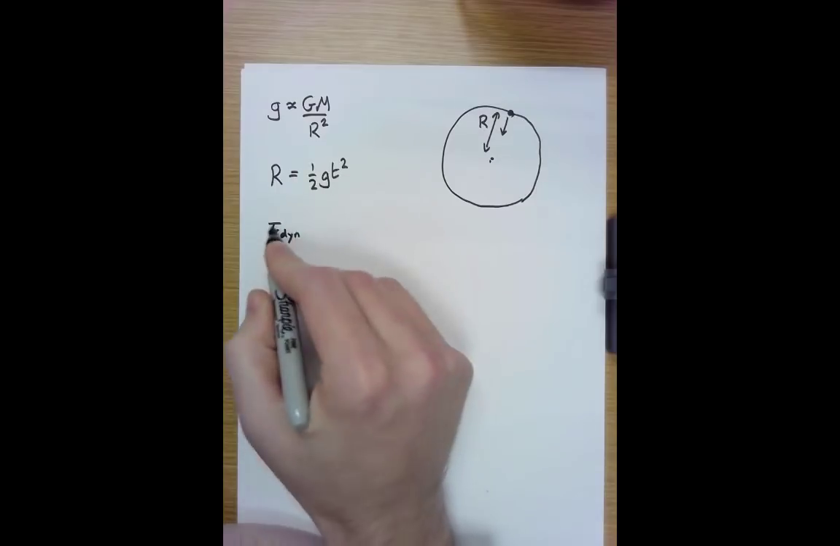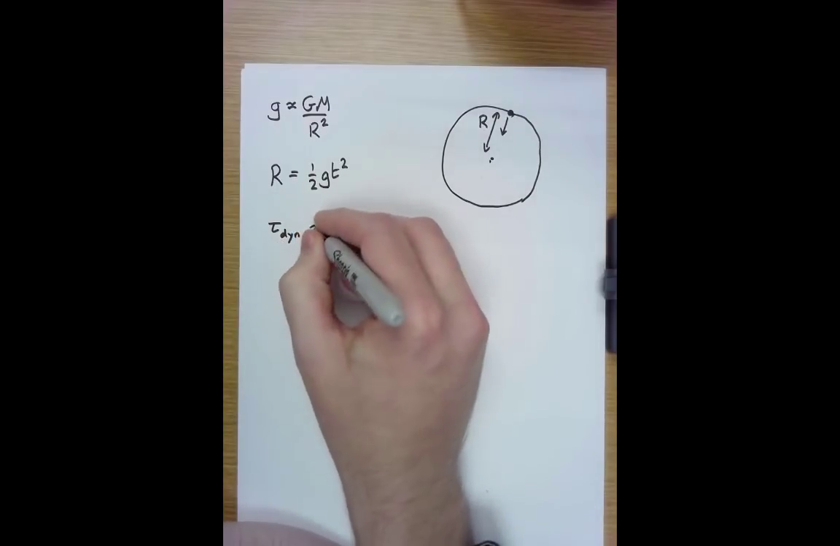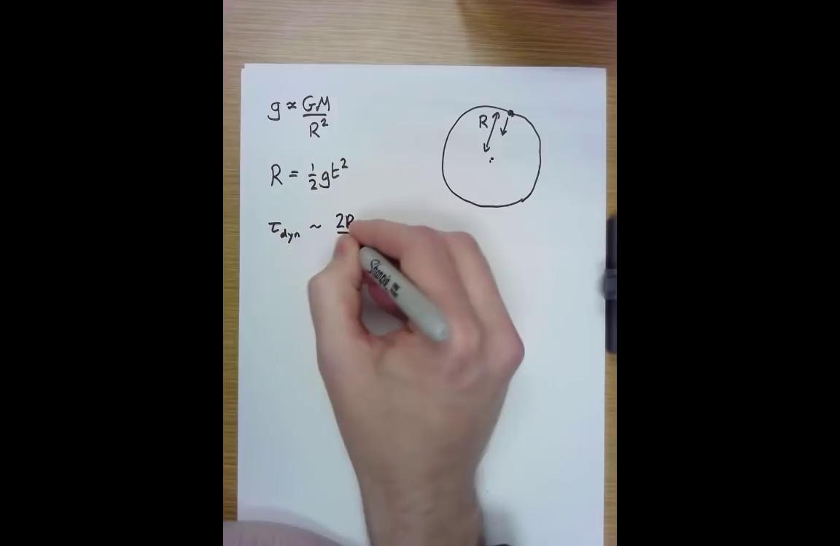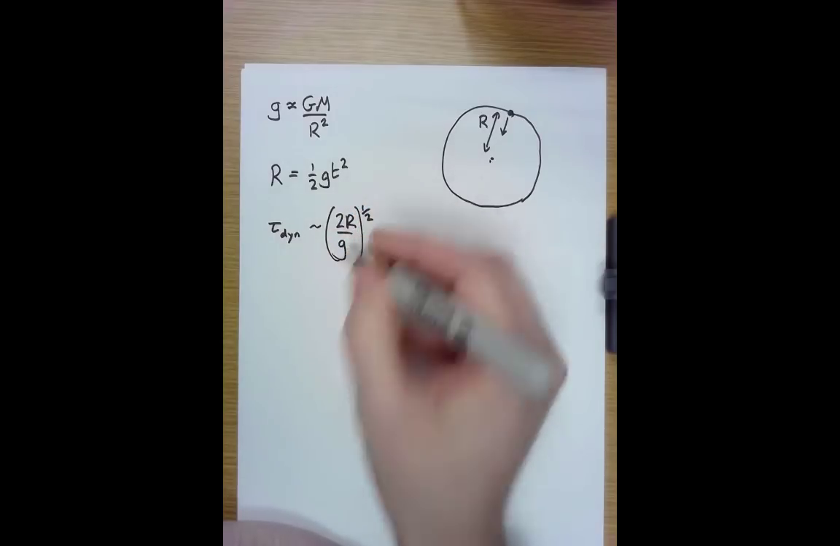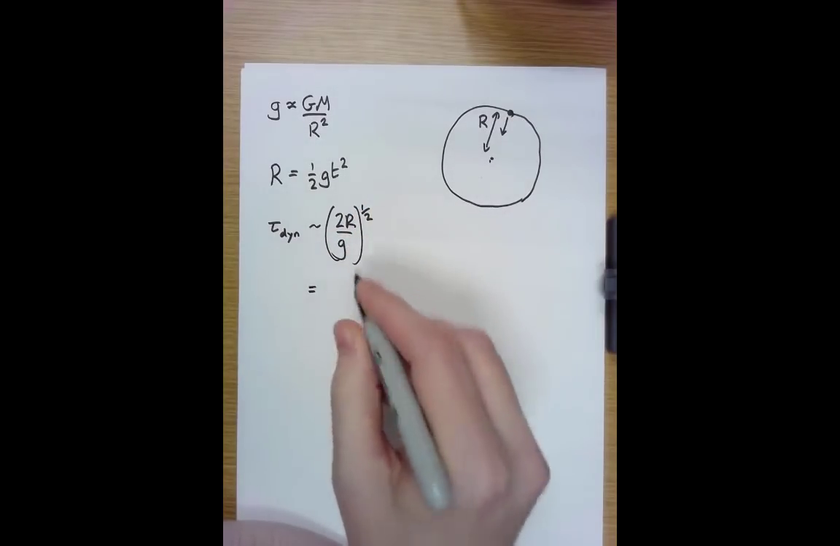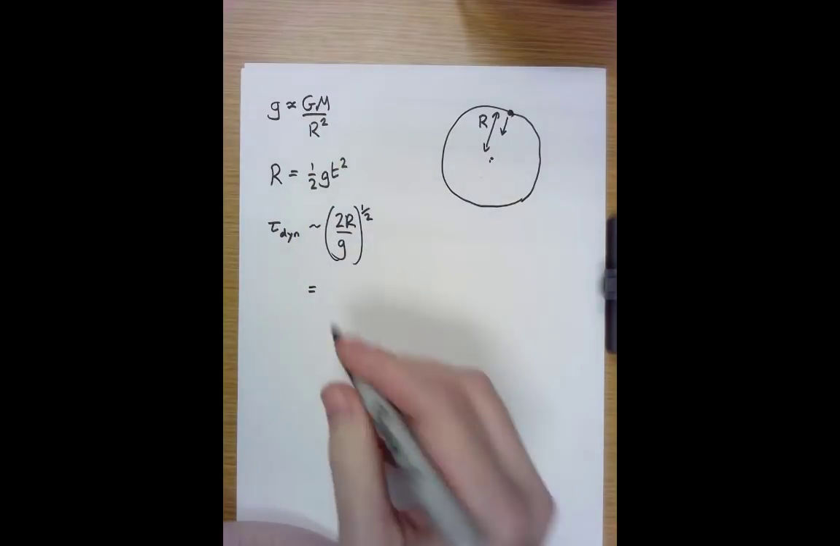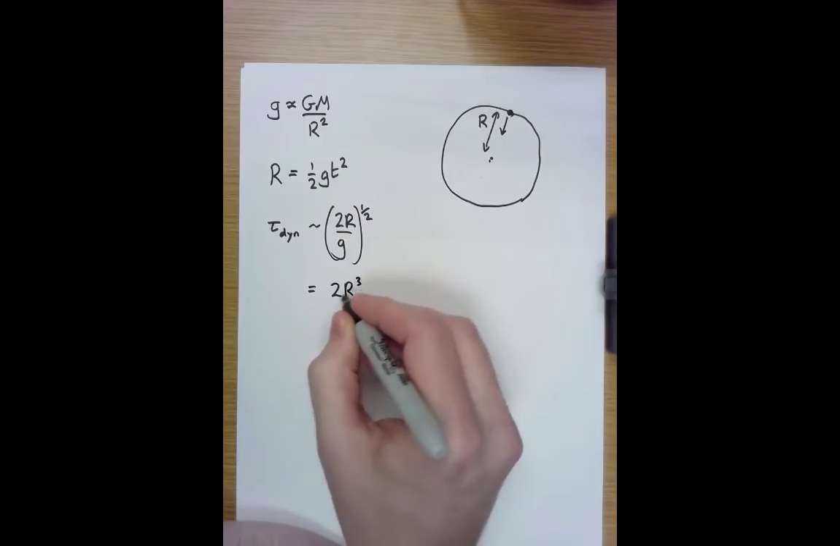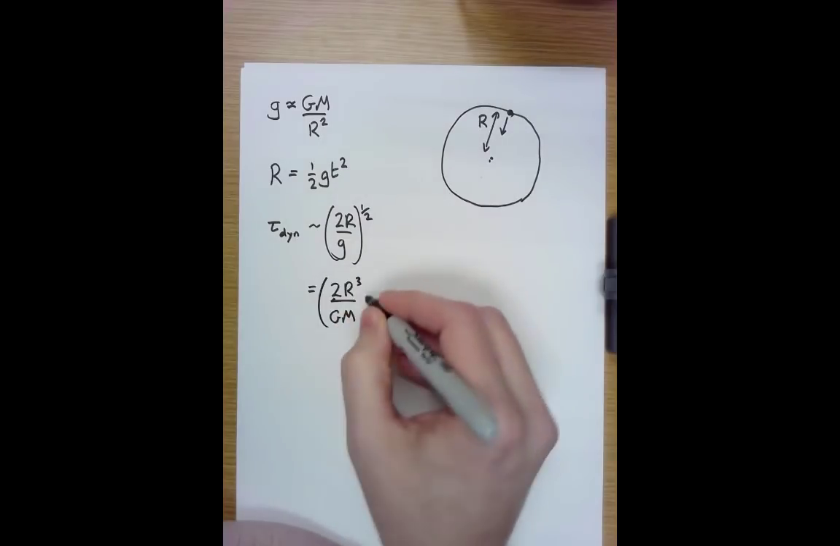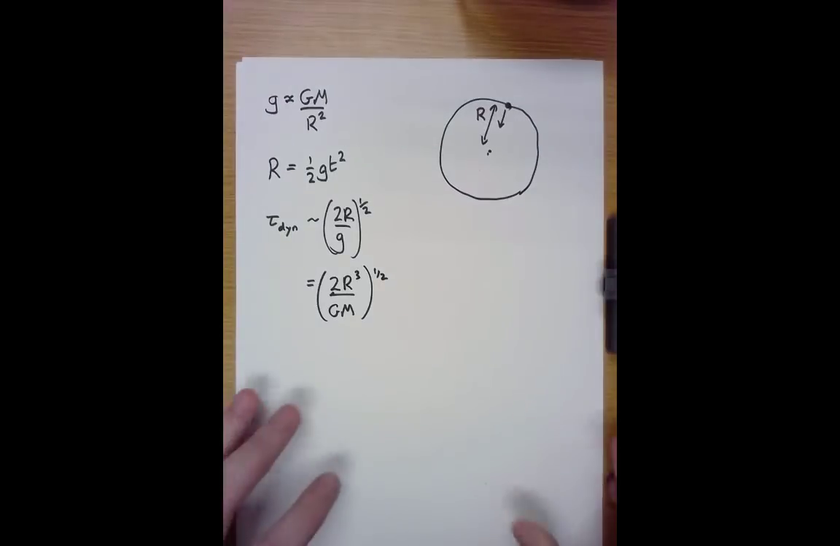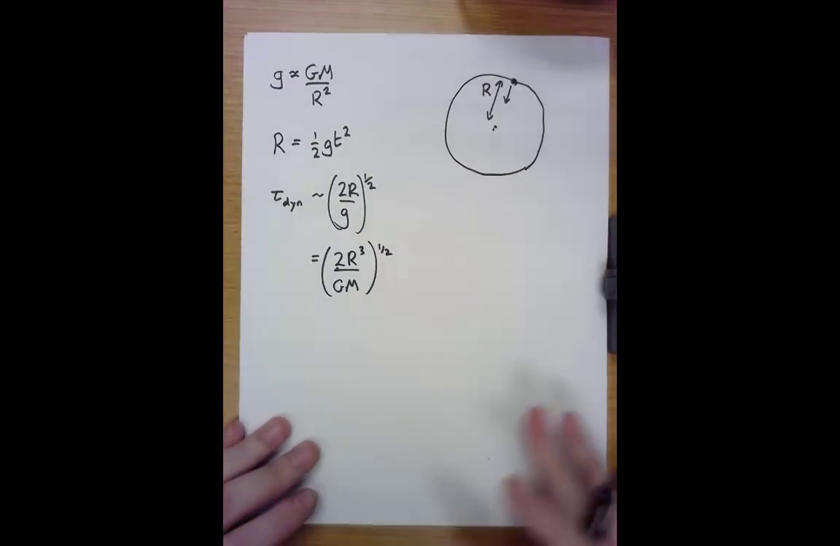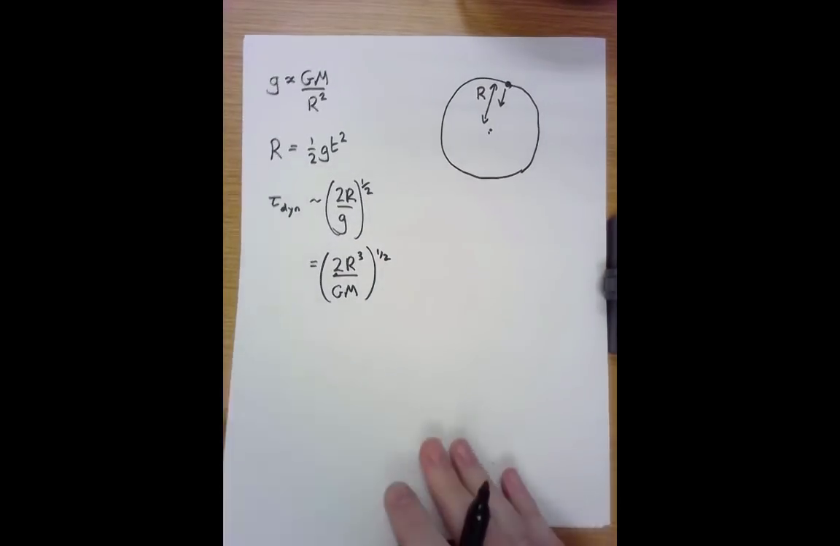So here t I'm replacing with tau dynamical as 2r over g, square rooted, which is substituting in for g, big GM over r squared. This is 2r cubed over GM, to the half. And again, I'll leave it as an exercise to estimate what this quantity is in the case for the sun.